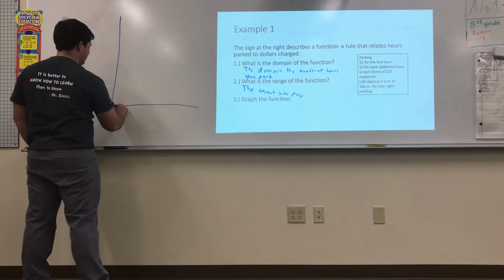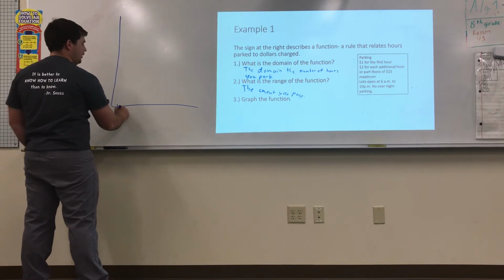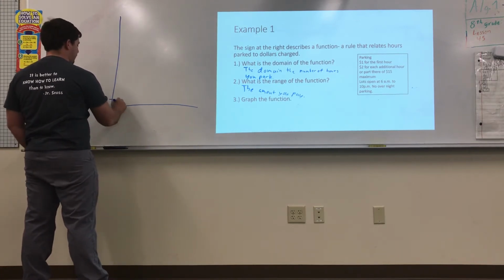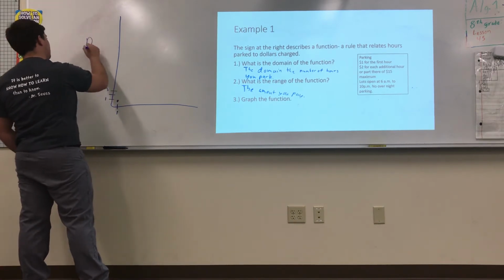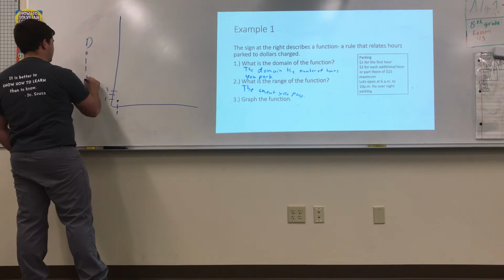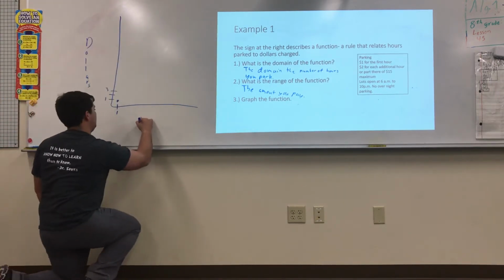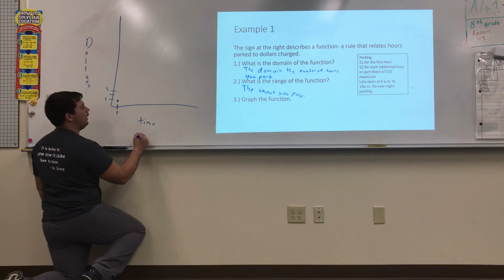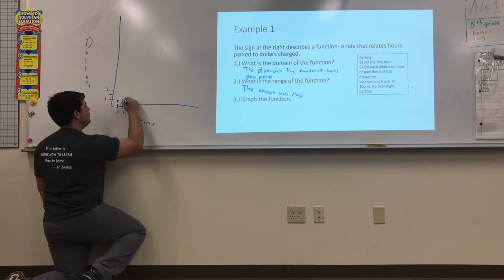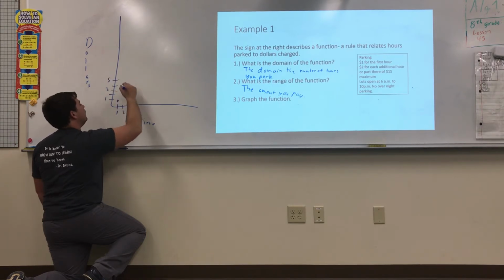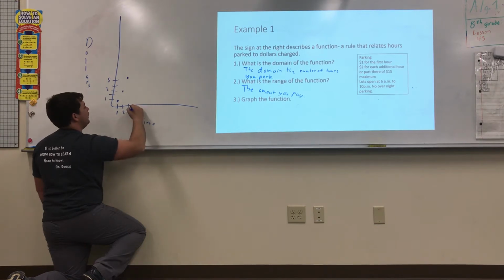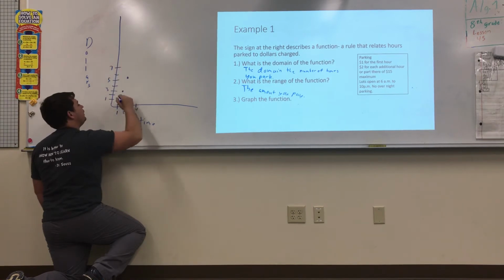Okay, at 6 a.m., which is going to be hour 1, we would get charged $1. Okay? So this is dollars and time. Alright, at 7 a.m., it's going to be hour 2, we're going to pay 3. At hour 3, we're going to pay 5. At hour 4, we're going to pay 7.